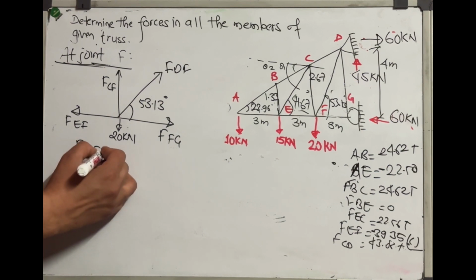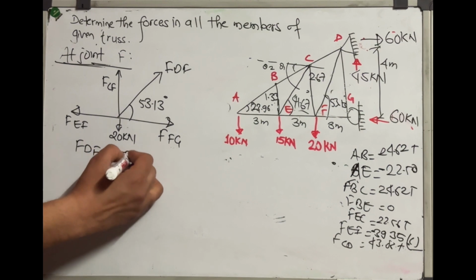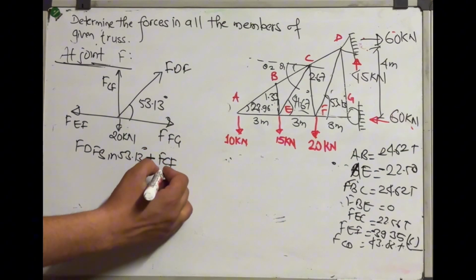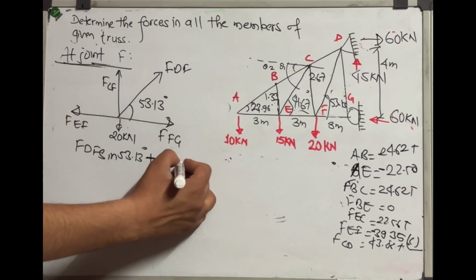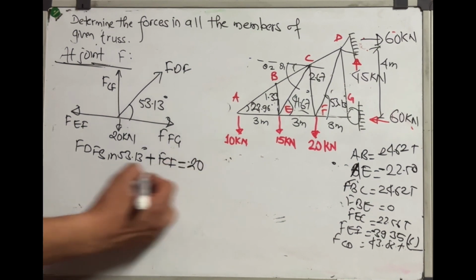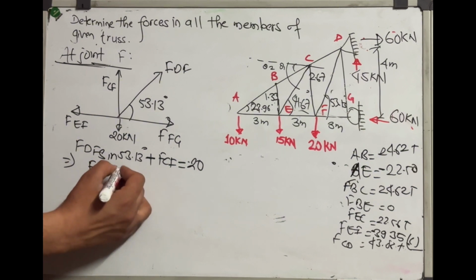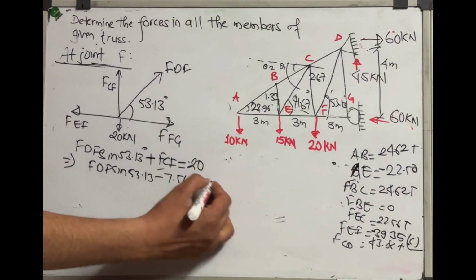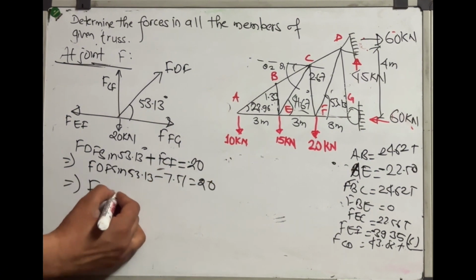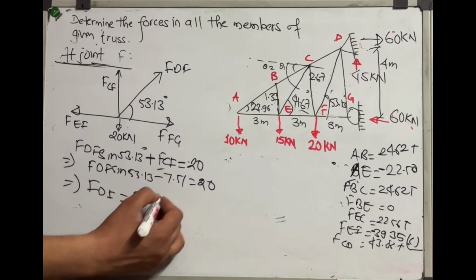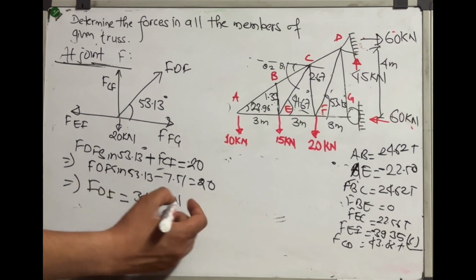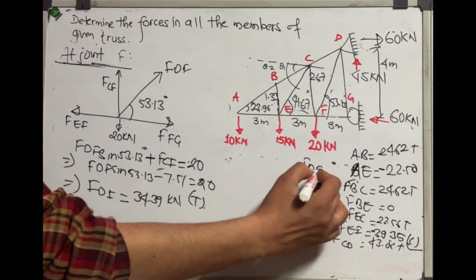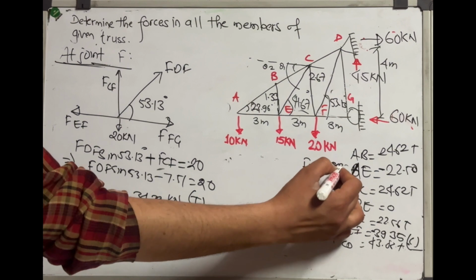If you take the forces in the y direction, what will happen? FDF sine 53.13 plus FCF minus 20 is equal to 0, so FDF sine 53.13, FCF is minus 0.51, is equal to 20, right? If you find this, the value of FDF will be 34.39 kilonewton. This is a positive value, so this is tensile. So FDF is equal to 34.39, right?